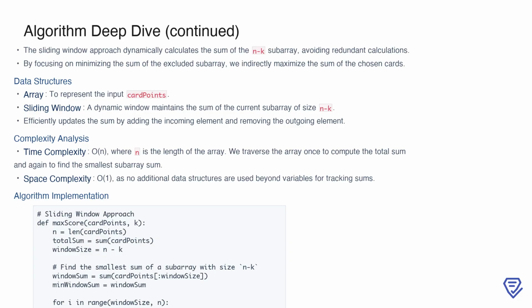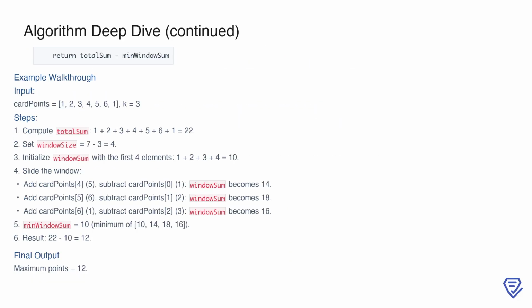The implementation of this algorithm is also straightforward. In the code snippet, we first calculate the total sum of the array and determine the window size, which is n minus k. Then, we initialize the window sum with the first n minus k elements and slide the window across the array, updating the sum dynamically and tracking the minimum window sum. Finally, the result is obtained by subtracting the smallest subarray sum from the total sum.